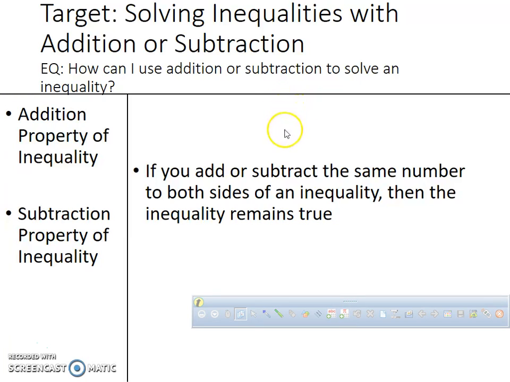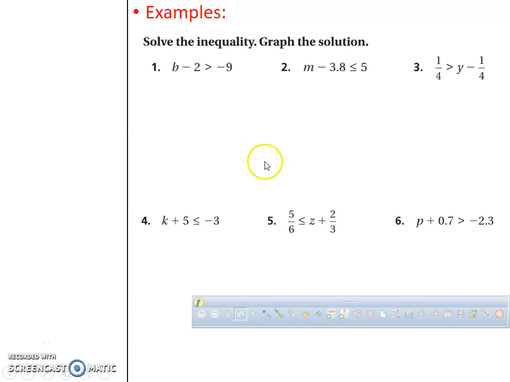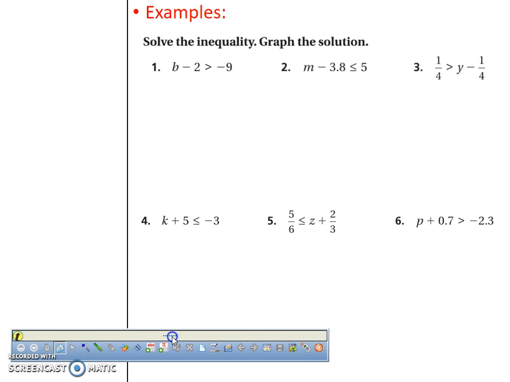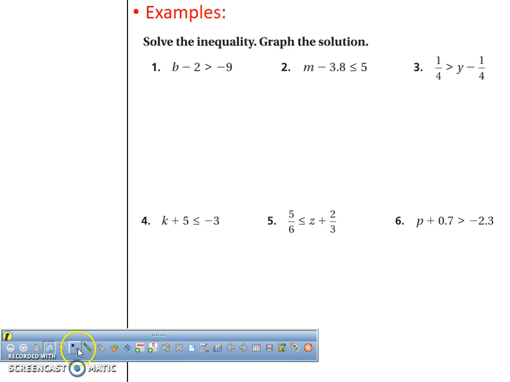So let's go ahead and jump into our examples. We're not going to do anything different than I've already taught you. The only thing is it doesn't say equal in between. We now have our less than, greater than, less than or equal to, or greater than or equal to symbols in between. So let's get started with example 1.